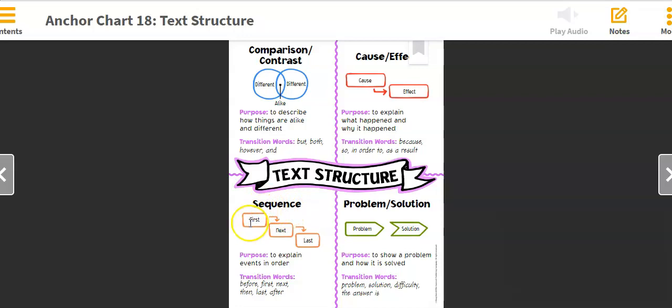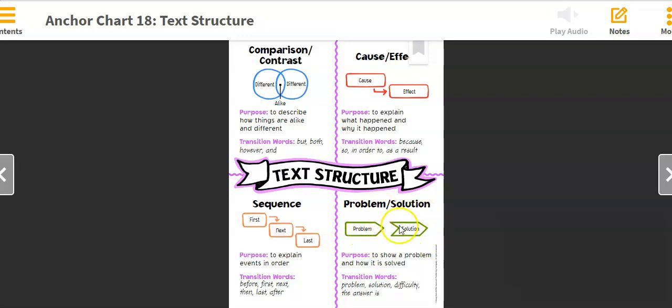Sequence, first, next, last. Purpose is to explain events in order. Transition words you will hear are the words before, first, next, then, last, after. You probably hear some other words too. You might hear the word second, third, fourth, just words that describe things in a chronological order or a sequence. You might see it talked about as chronological. It means the same thing as things in a sequential order or sequence. Problem solution.